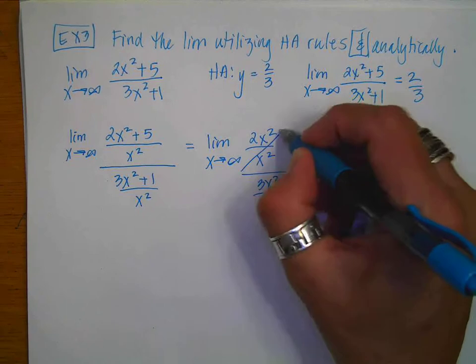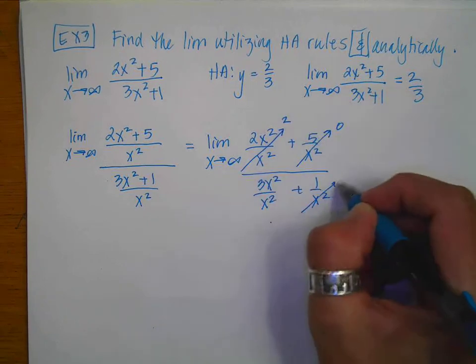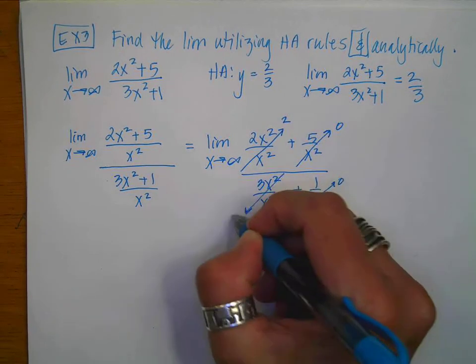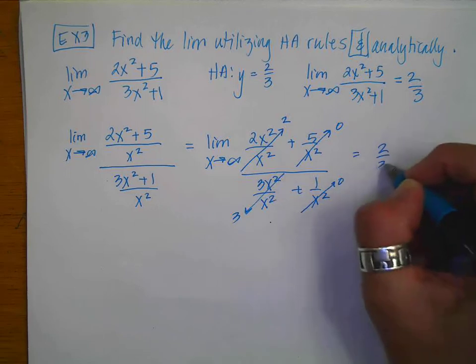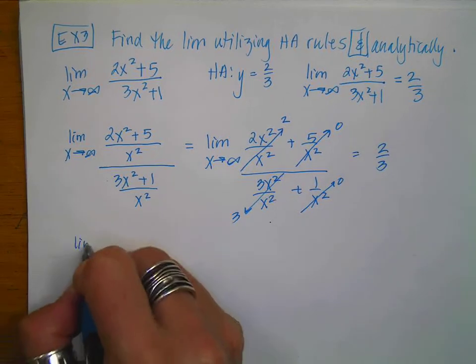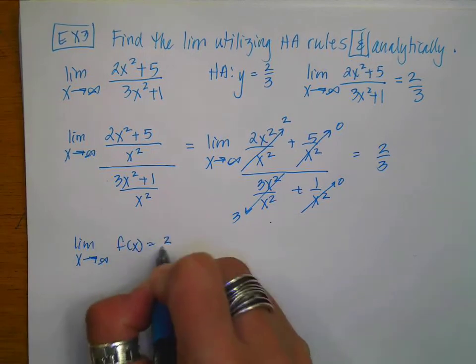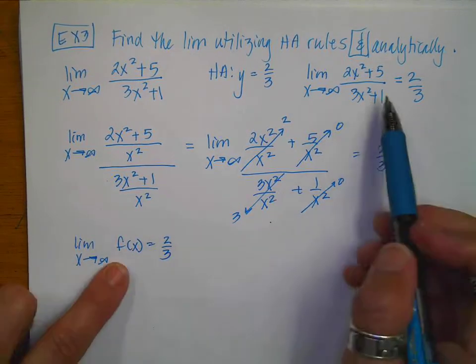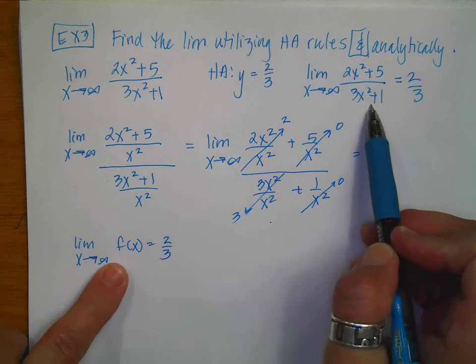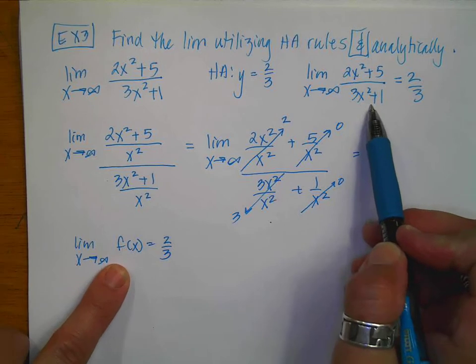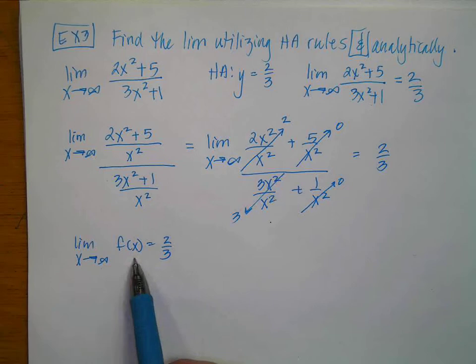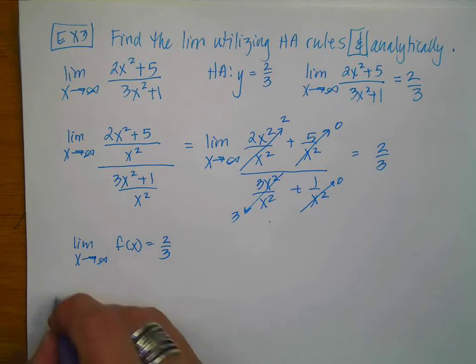So now I notice that this one goes to 0, this one goes to 2, this one goes to 0, and this one goes to 3. So my limit is 2/3, and I write the limit as x approaches infinity of f of x is equal to 2/3. Now, if you wonder why I did this differently, no special reason. It just is notation. So I chose to do this on the second one.